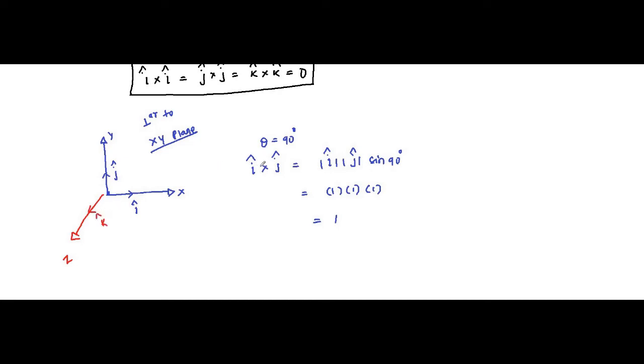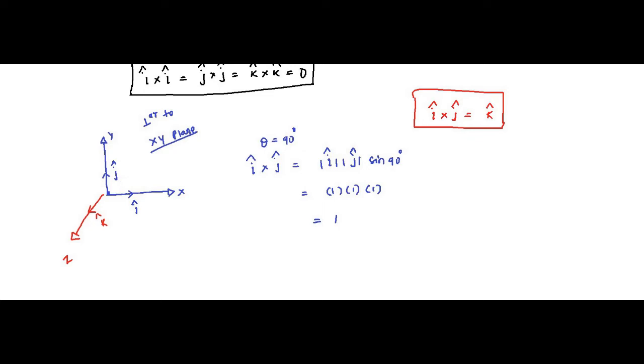So the cross product of i cap with j cap gives us k cap as the resultant vector, because it has unit magnitude and is directed along the z axis, perpendicular to the xy plane. That is the rule of cross product. The resultant vector is perpendicular to the plane containing the two vectors that are multiplied using cross product.